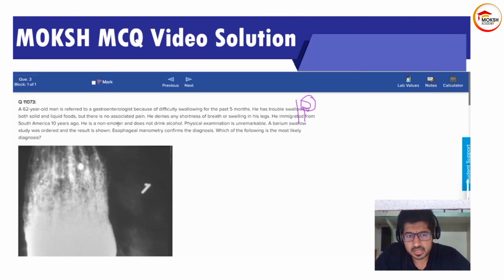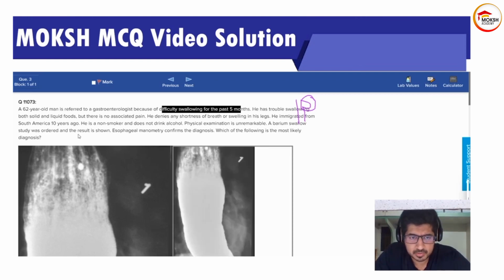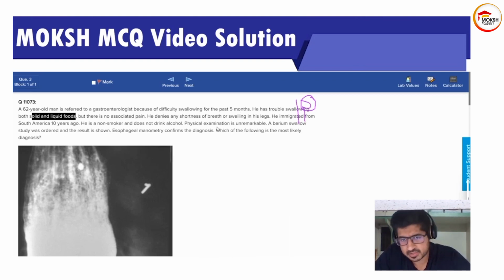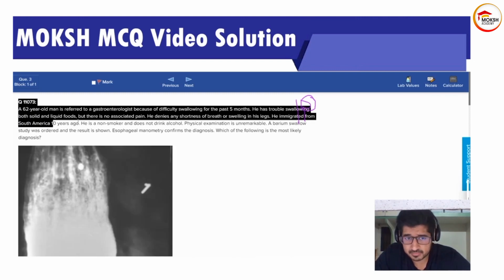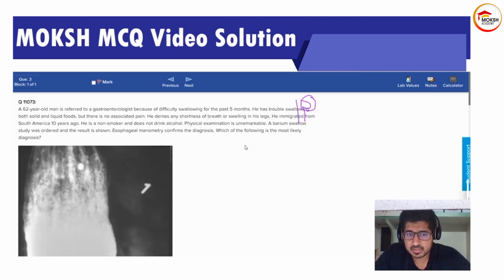Now I'll tell you what they were trying to tell you. They are telling a 62-year-old man had difficulty swallowing. He has trouble swallowing both solid and liquid food, which is specific to achalasia. He denies shortness of breath and all that stuff. They have given a travel history from South America.